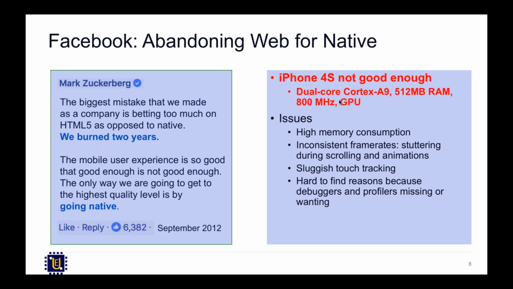The problems are the typical problems, I think, with web applications. So high memory consumption, scrolling and animations aren't smooth, touch tracking is lagging behind. So your finger is far ahead of the UI element you're dragging, for example. And it's incredibly hard to find the reasons why things aren't the way they should be. So the debuggers, profilers are wanting or missing. So tricky stuff there. That's the Facebook story. So they actually abandoned web for native.